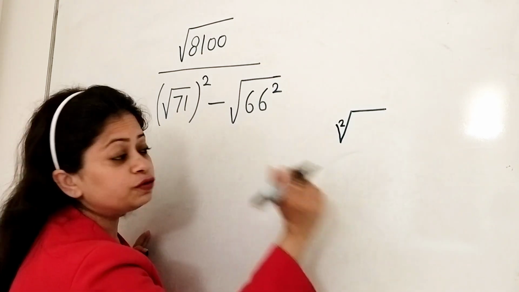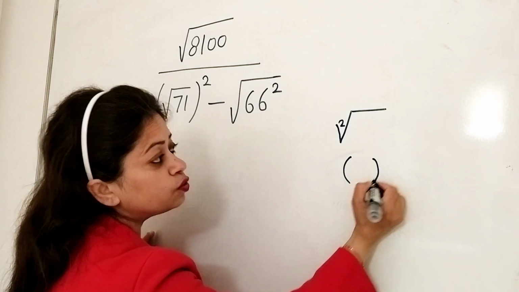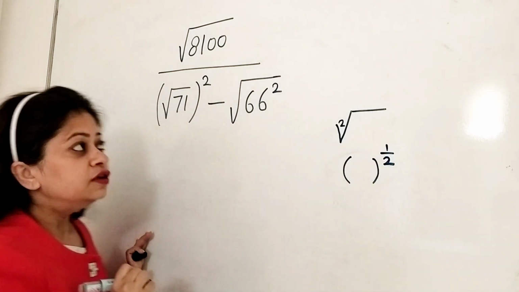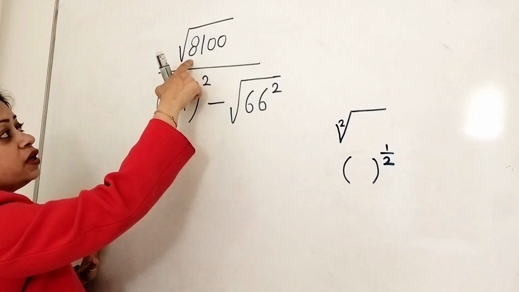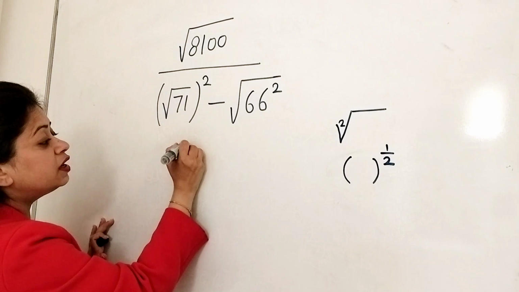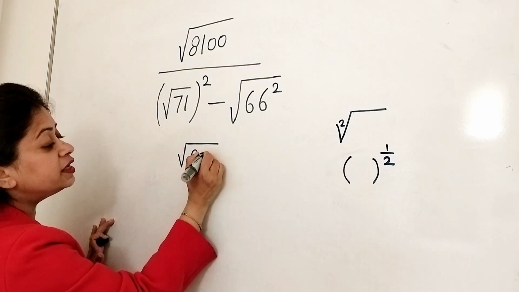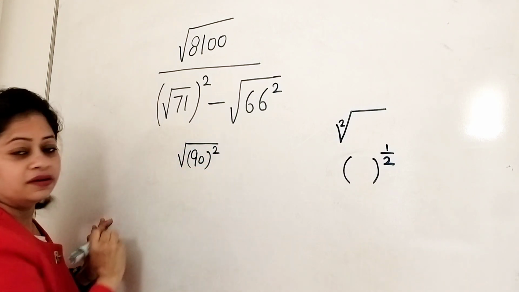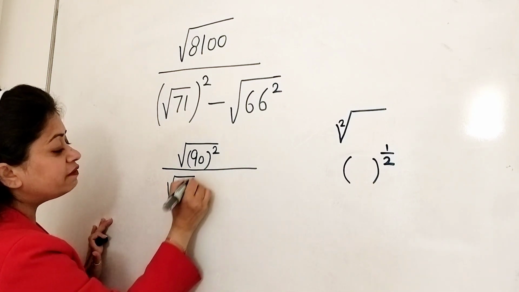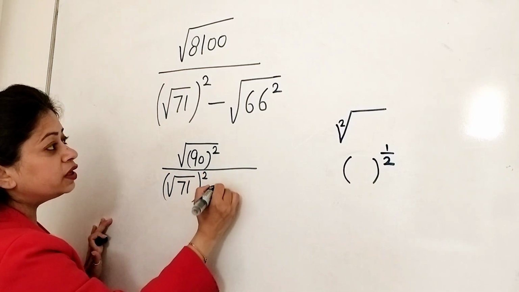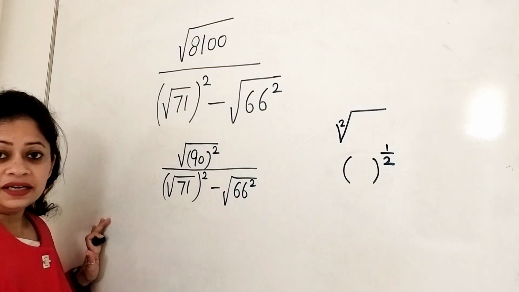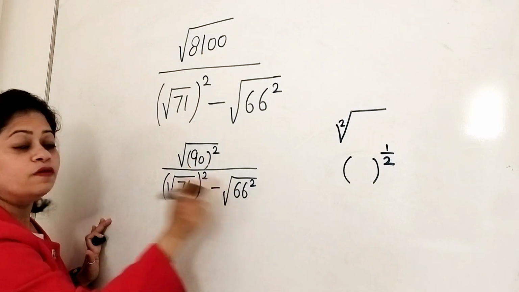What is the meaning of square root? The meaning of square root is something raised to power 1 by 2, right? So now here, this is square root of 8100. What is 8100? 8100 is actually 90 square, right? And then here we have under root 71 whole square, and then minus 66 square inside. Now we will understand the meaning of these terms.